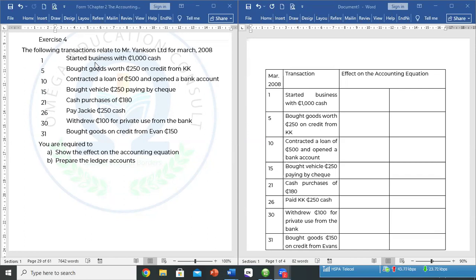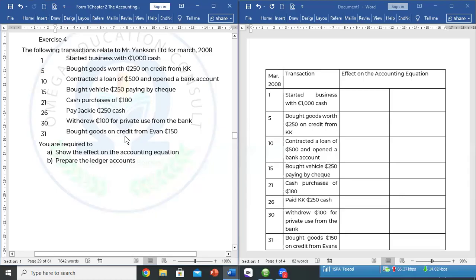So on the 1st of March, started business with 1,000 cedis cash. On the 5th, bought goods worth 250 cedis on credit from KK. On the 10th, contracted a loan of 500 and opened the bank account. On the 15th, bought vehicle 250 paying by check. 21st, cash purchases of 180 cedis. 26th, pay Jackie 250 cedis cash. 30th, withdrew 100 cedis for private use from the bank. And finally, 31st, bought goods on credit from Yvonne 150 cedis. You are required to show the effects on the accounting equation and then B, prepare the ledger account.